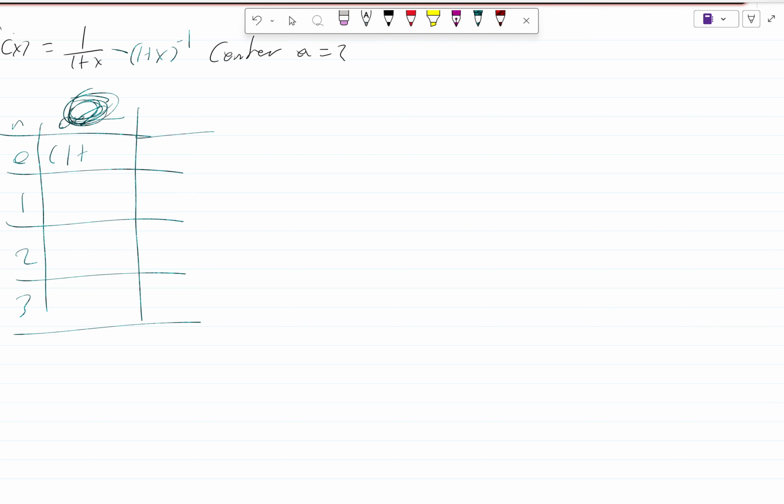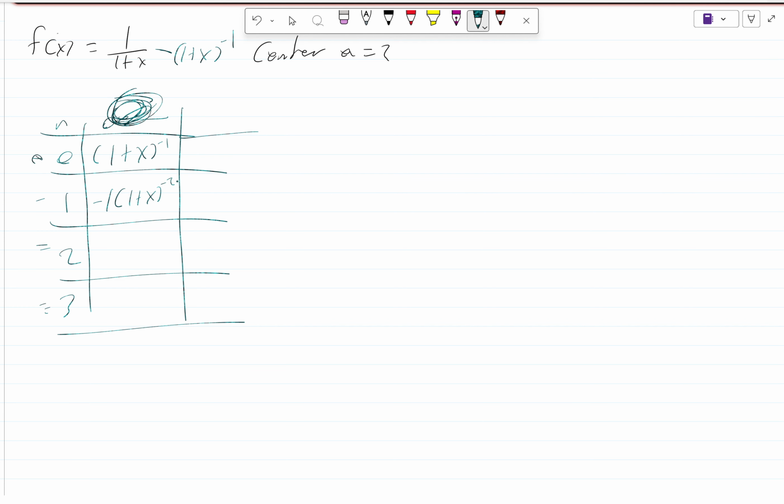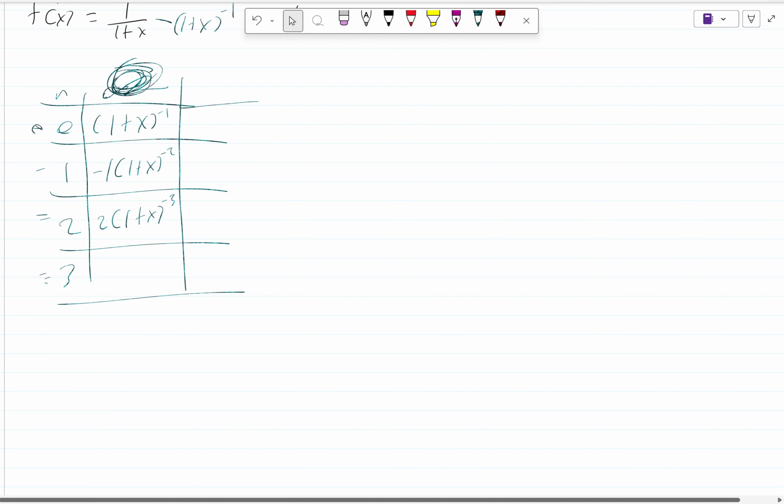1 plus x to the power negative 1. So this is the zeroth derivative, first derivative, second derivative, third derivative. The next one, you bring the exponent down, so it's negative 1 times 1 plus x to the negative 2. The next one is positive 2, because you bring down the negative 2 times negative 1, that's 2, of course. So 2 times 1 plus x to the power negative 3. The third derivative is negative 6 times 1 plus x to the negative 4.